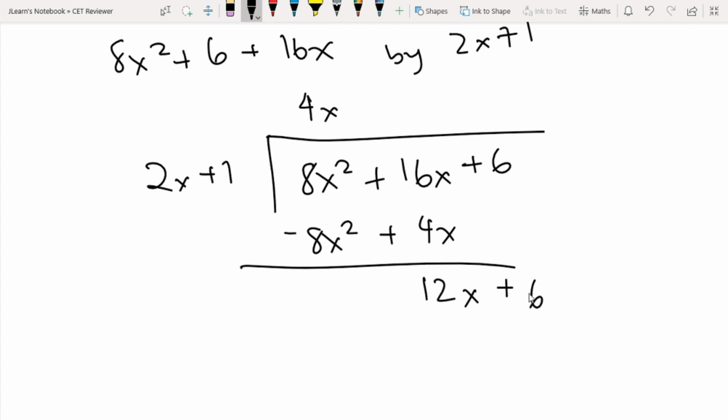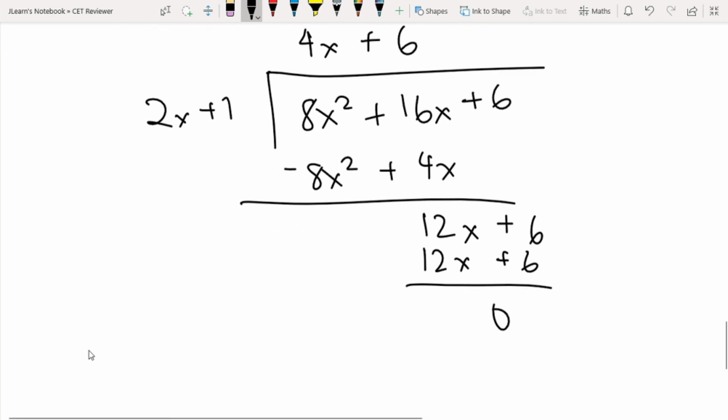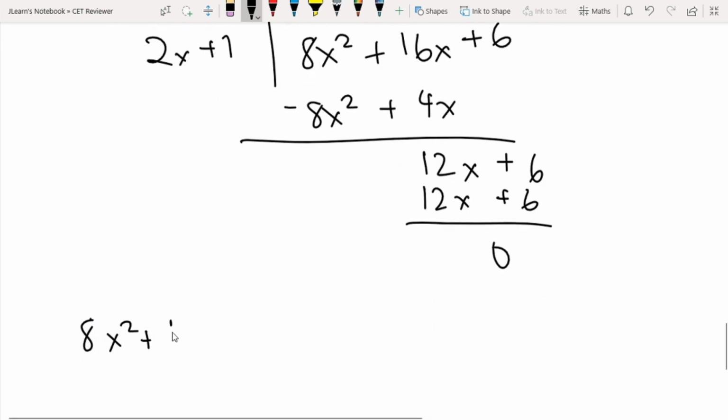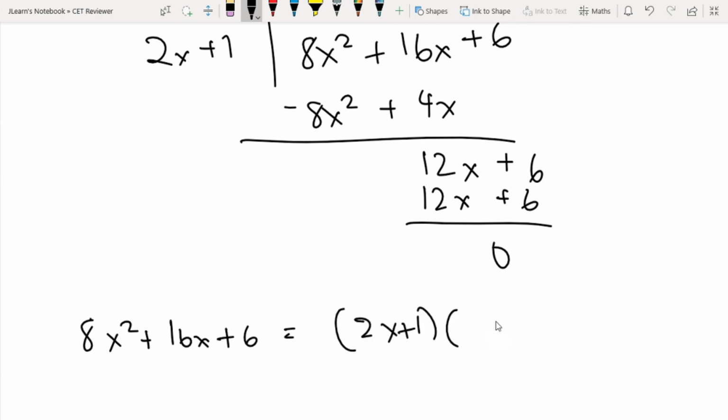Then bring down 6. So anong kailangan ko multiply sa 2x plus 1 para maging 12x plus 6? Yun ay 6. Okay, so 6 times 2x plus 1, that will be 12x plus 6. Then you get remainder of 0. So you know now na 8x squared plus 16x plus 6 divided by 2x plus 1 is 4x plus 6. So we write this again as 8x squared plus 16x plus 6 is equal to 2x plus 1 times 4x plus 6. Okay? So that ends our lecture for today.